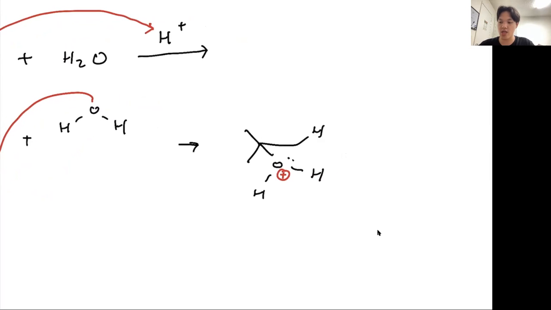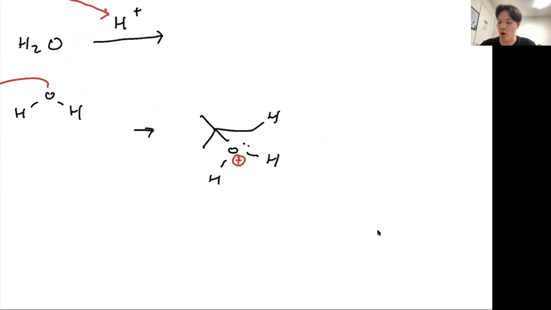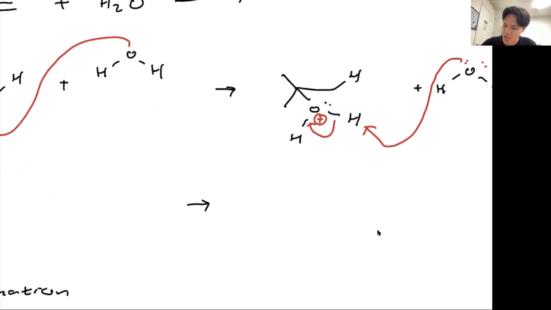In this case, we can use our water because in a reaction, we don't just have one droplet or one molecule of water. We have a lot of waters, right? So we have our water back. And then it's just going to grab the H and then push the electron towards the oxygen. And then we just formed our alcohol, right?